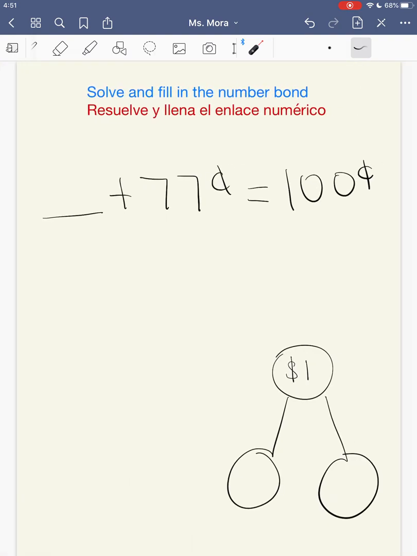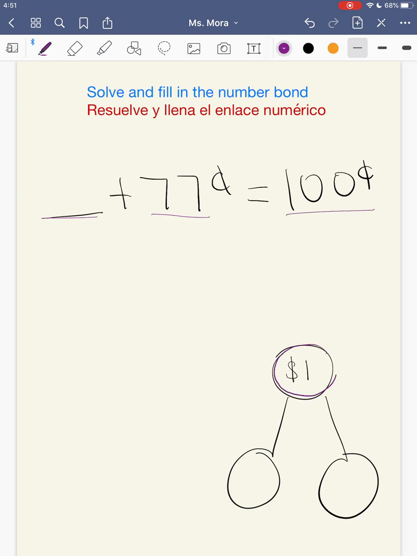So let's try this one, guys. Same thing. This one has our blank first, though. So it says blank plus 77 cents equals 100 cents. And I have my $1 up here in my total.